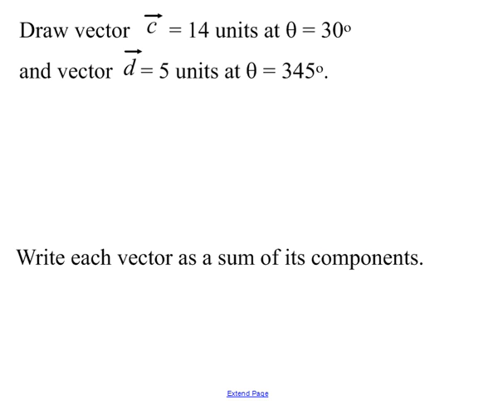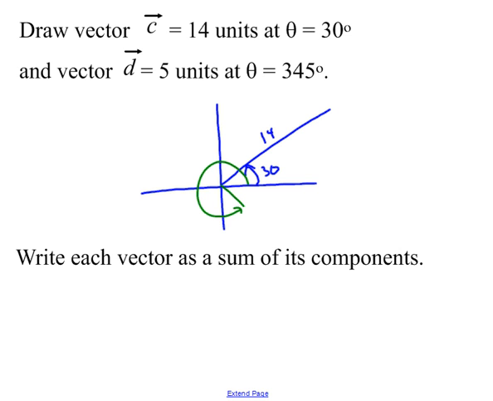Okay, let's try another one. Draw the vectors. C is 14 units at 30 degrees, and vector D is 5 units at 345 degrees. Okay, so 14 units at 30. We'll just say this is 14, and this is 30 degrees. 345, or 45 would be right about there, and it's only 5 units long. So I'm just going to do that.